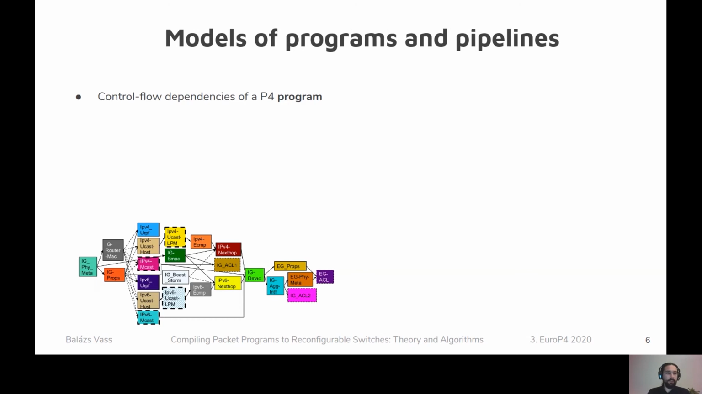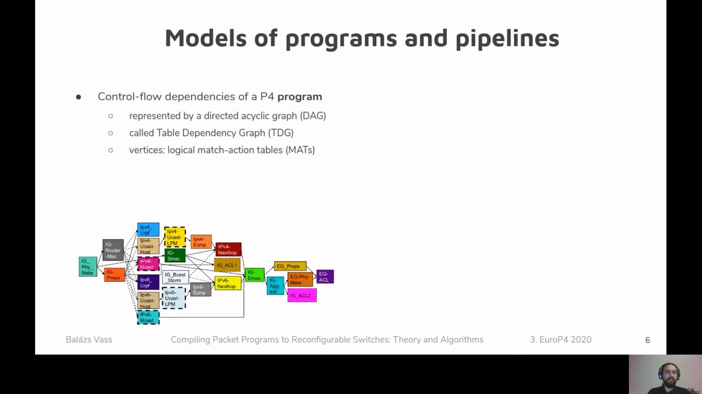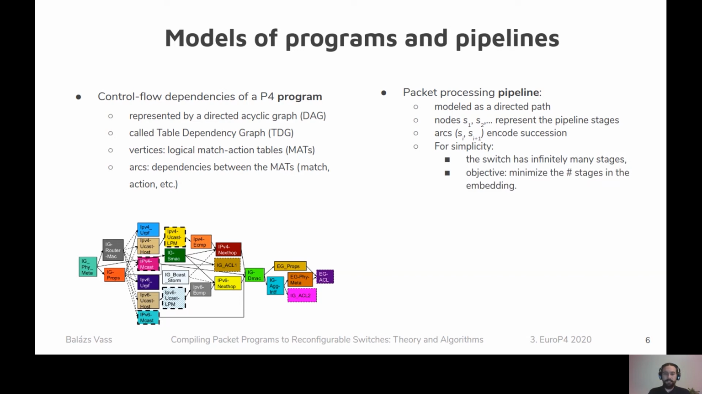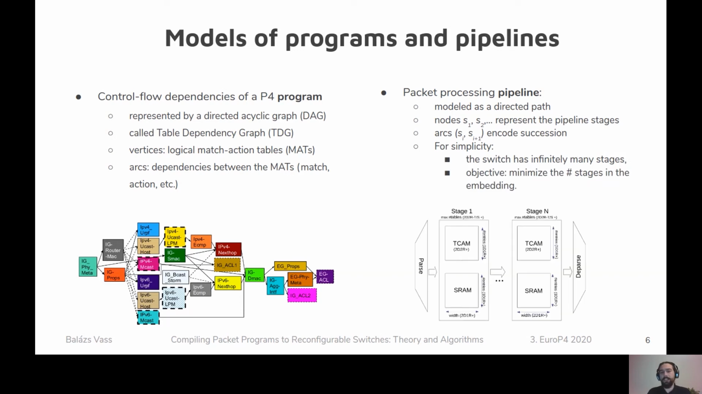So what are our models, in a bit more detail? The control flow dependencies of a P4 program are represented by a directed acyclic graph, a DAG, which is called the table dependency graph, TDG. Its vertices are logical match action tables, and the arcs are dependencies between these match action tables. The packet processing pipeline, on the other hand, is modeled as a directed path with nodes representing the pipeline stages and the arcs encoding the succession. For simplicity, we say that the switch has infinitely many stages, so that the objective is to minimize the number of stages in the embedding.